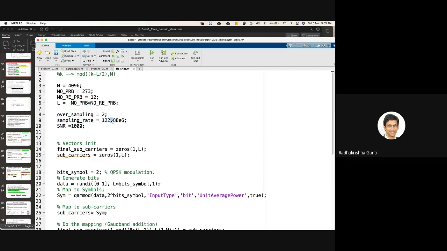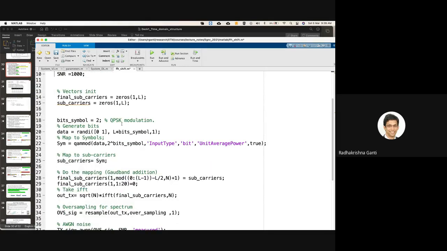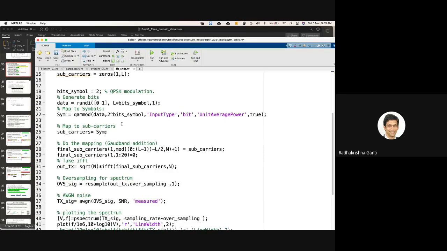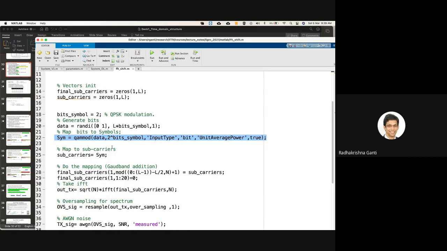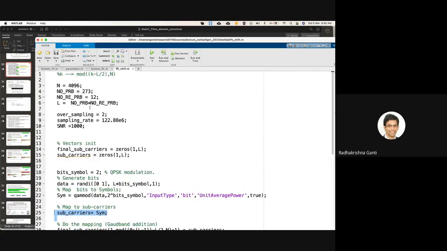Okay, so I'm assuming a sampling rate of 122.88 mega samples per second. So it's a 100 megahertz bandwidth system. I'm just doing QPSK for simplicity. I generate the bits, then I map the bits to symbols. This is something that you have all done before. Now what I'm doing is I'm just mapping. For simplicity, I'm not assuming any pilots. Whatever subcarriers are there, I'm populating all the L subcarriers. L is 3072 or something. Okay, L is how much? Let me just check, one minute.